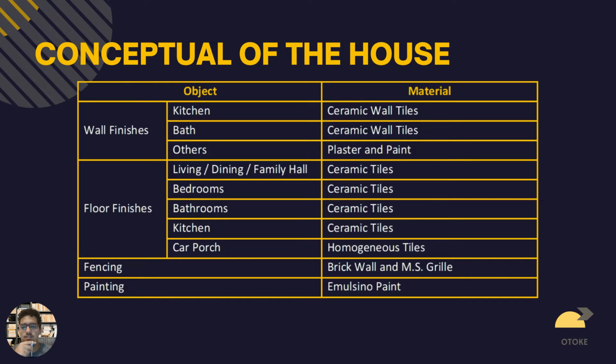The floor finishes for the living room, bedrooms, bathrooms and kitchen are also ceramic tiles, but the car porch is homogeneous tiles. The fencing is brick wall and MS grill. The painting is emulsion paint.